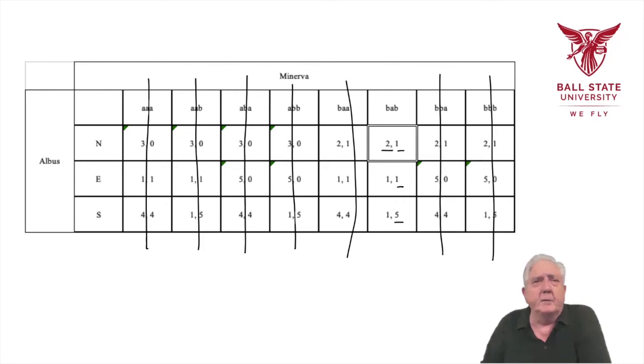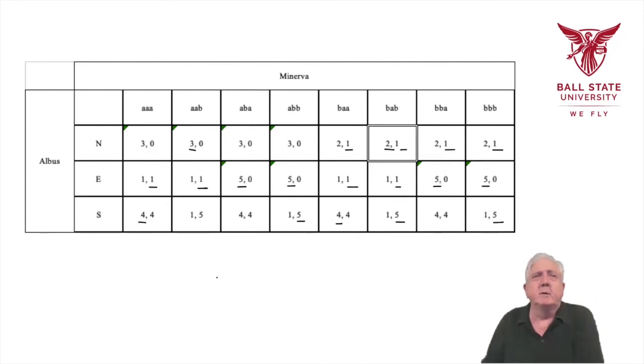Now, let's look at it from the traditional way of solving it. So we would say, if Minerva chose AAA, then Albus would choose 4. If she chose AAB, she would choose 3. And here she would choose 5. Here she would choose 5. Here, 4. Here, 2. Here, 5. And here, 5.